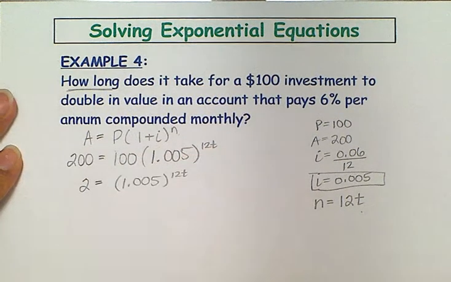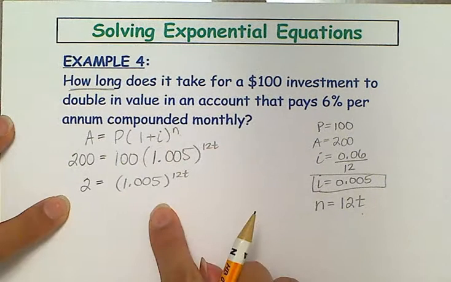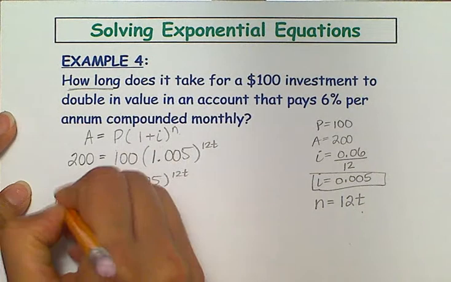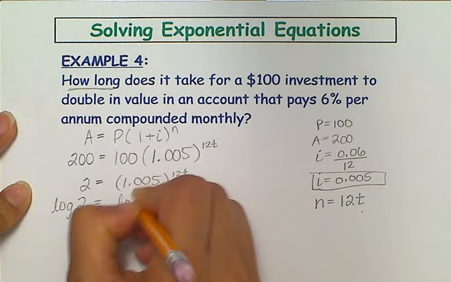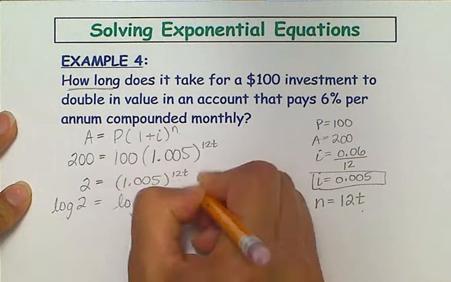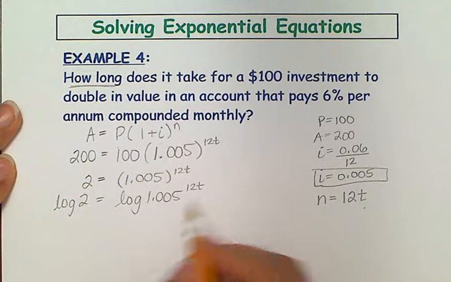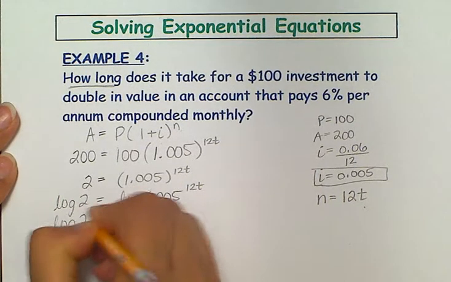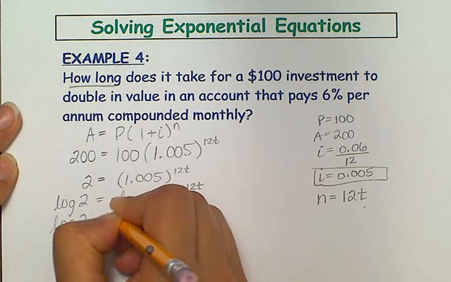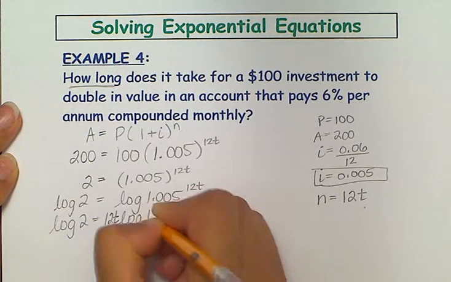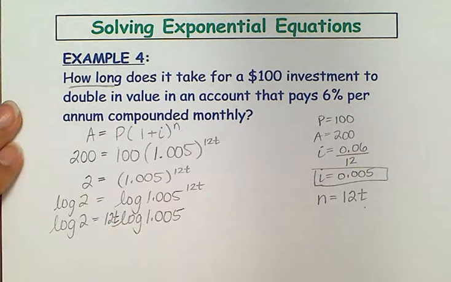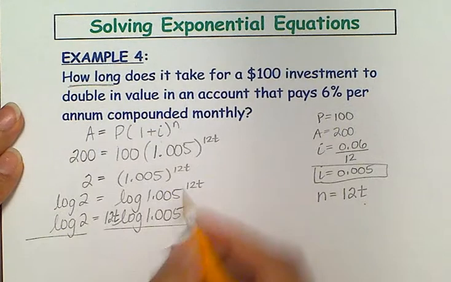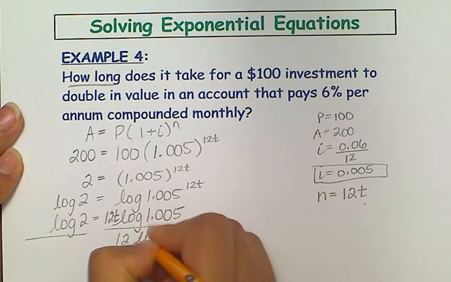And from here, because I have a single term on both sides of the equation, I can actually find the log of both sides. And then because I took the log of both sides, I can apply the power law of logarithms to bring down the exponent part. And then if I want to get the variable t by itself, I can divide both sides by 12 times the log of 1.005.